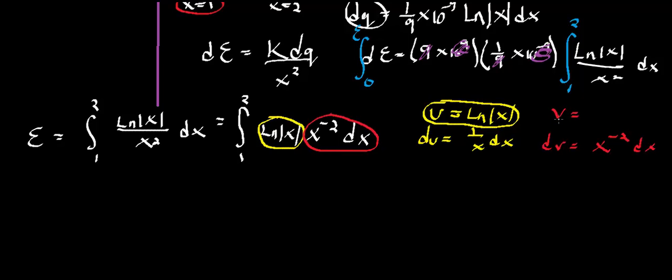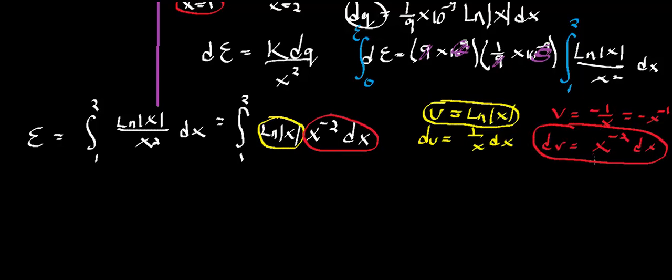Well, if you integrate x to the minus second, you get negative 1 over x, which is equal to negative x to the minus first. And challenge yourself: take the derivative of negative x to the minus first, you should get x to the minus second, and in differential elements it's x to the minus second dx. Okay? So these are our substitutions that we're going to make.